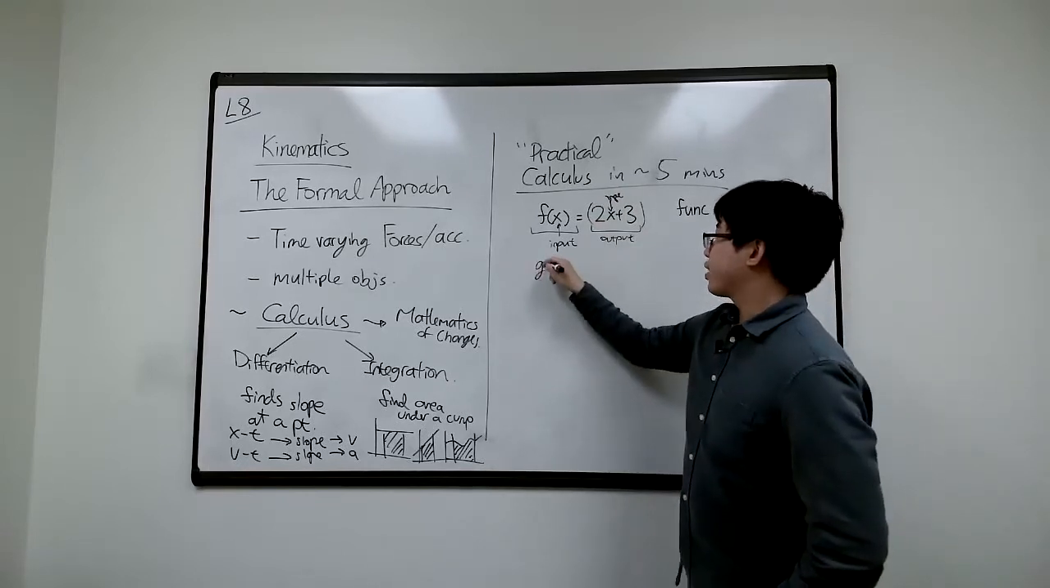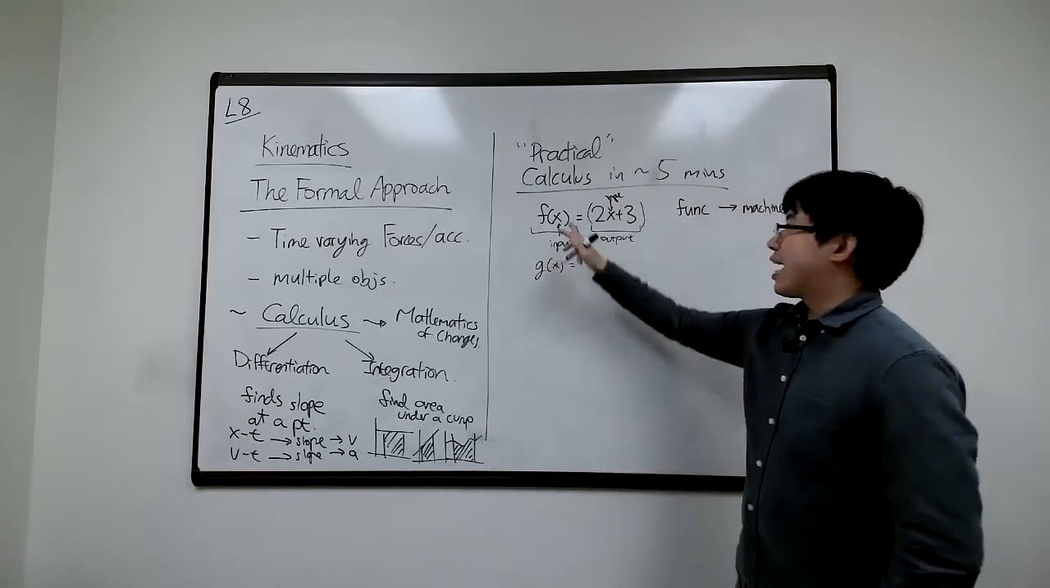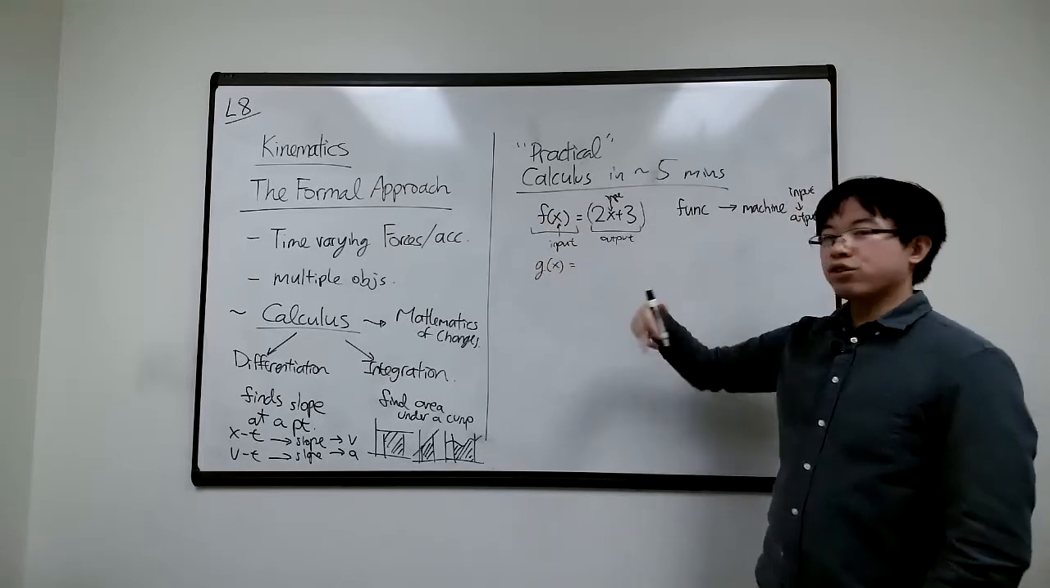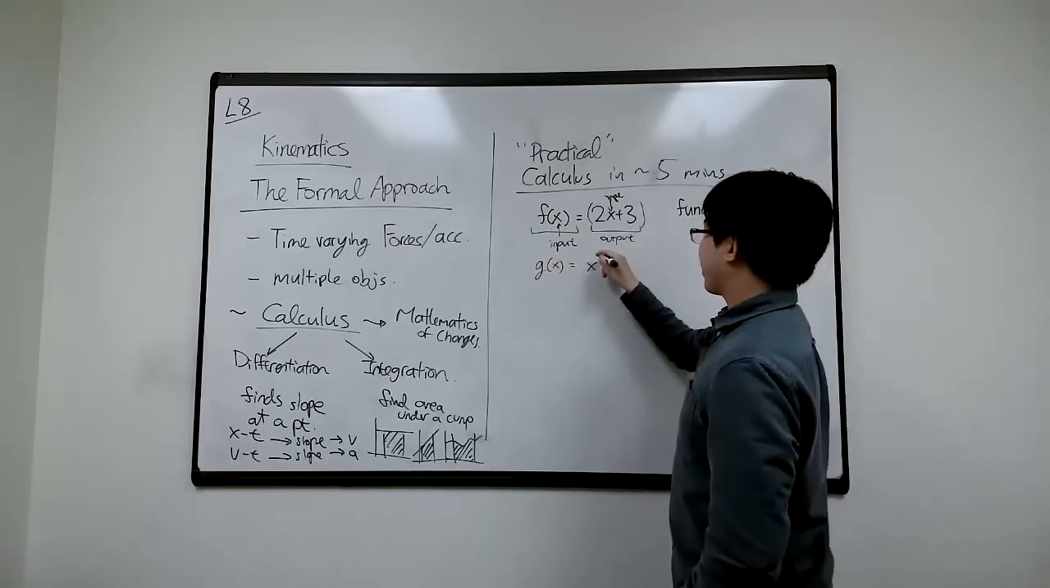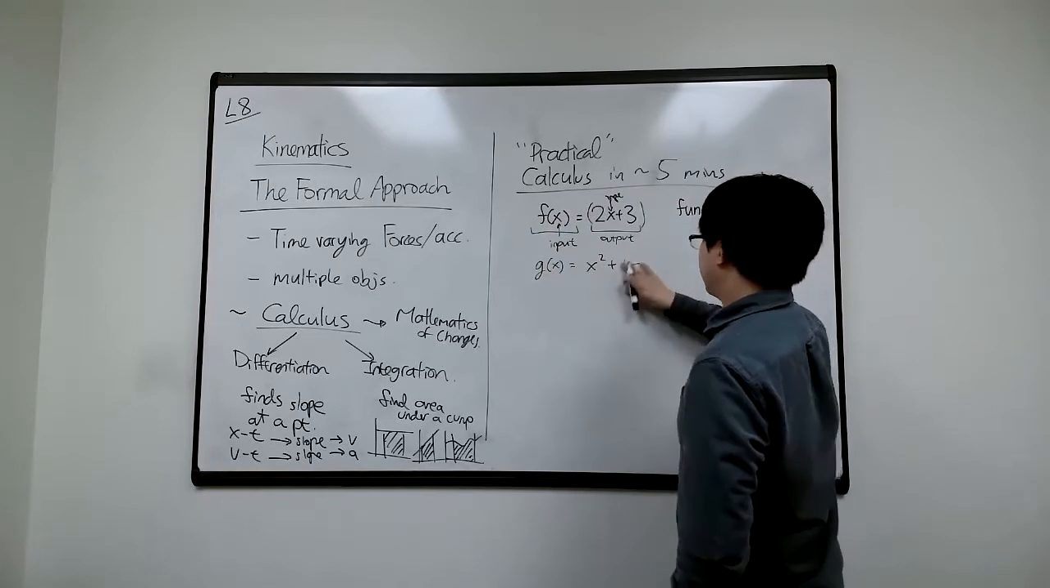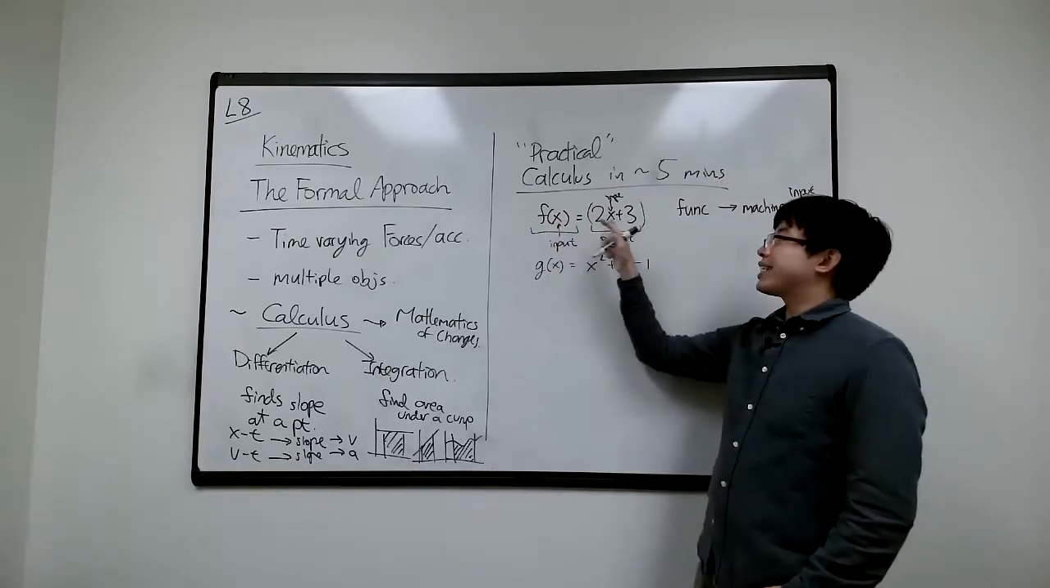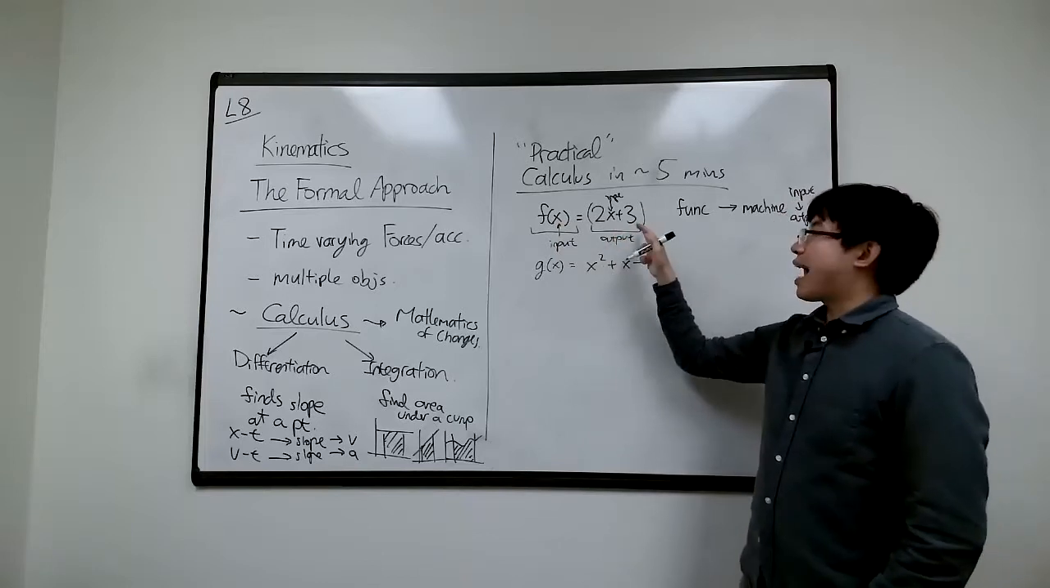I can have another function. You write it like this, right? And this function, we give it a name, right? It goes by the name of f. And this is a function that goes by the name of g. It can be more complicated. It can be like this, right? So what this function tells you to do is take the input, multiply by 2, and add 3.